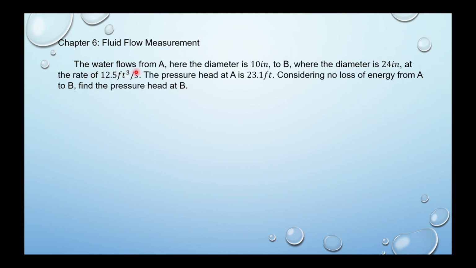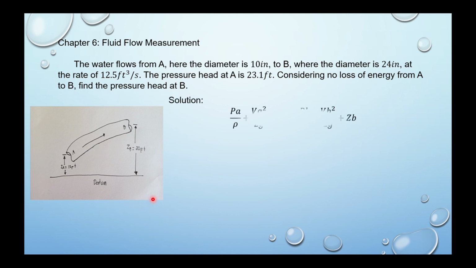The water flows from A, where the diameter is 10 inches, to B, where the diameter is 24 inches, at the rate of 12.5 cubic feet per second. The pressure head at A is 23.1 feet. Considering no loss of energy from A to B, find the pressure head at B. So this is the figure.